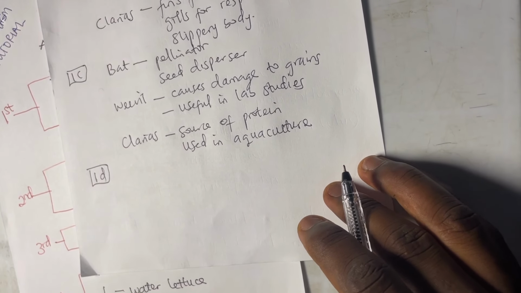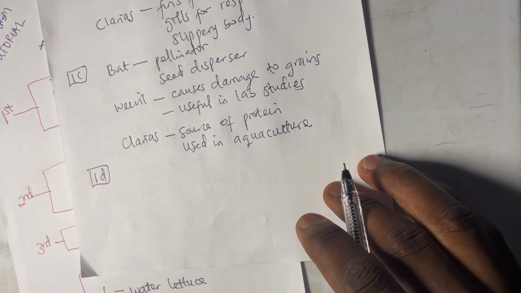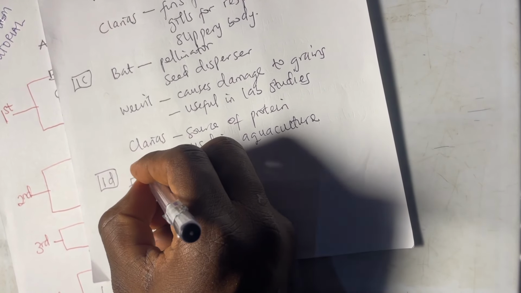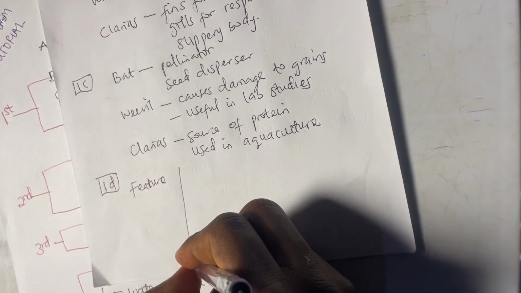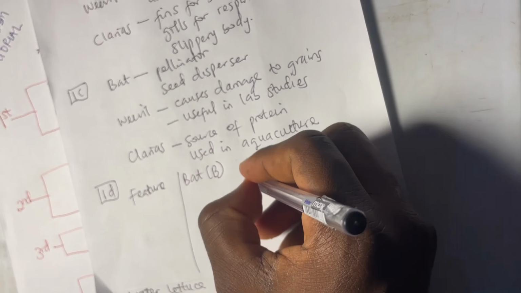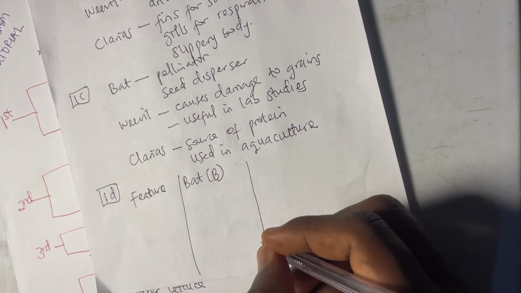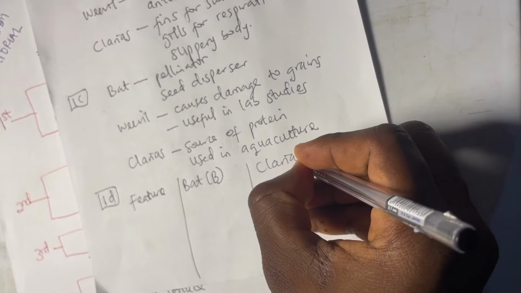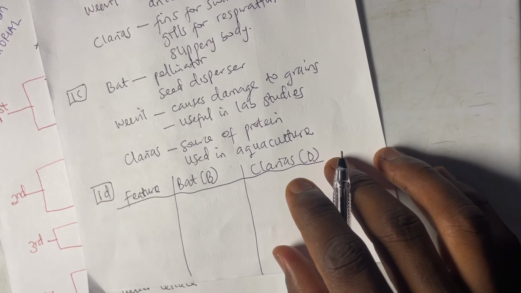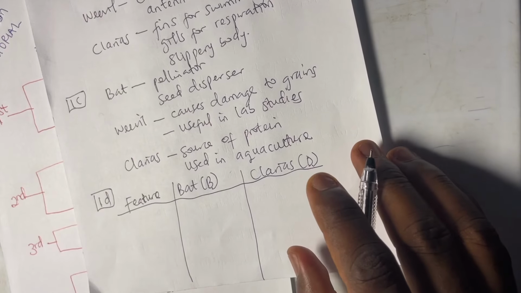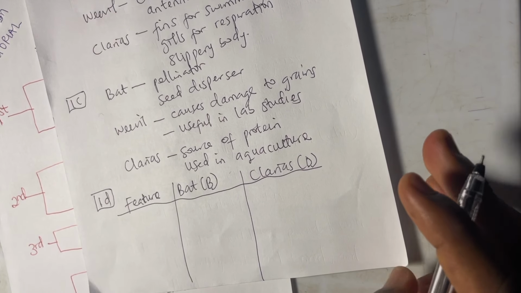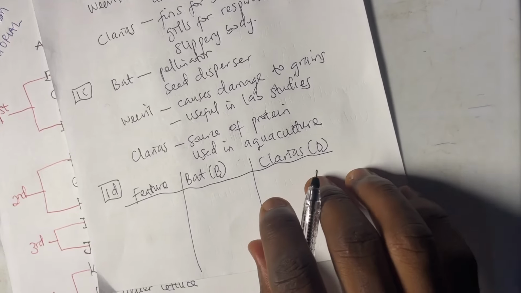Okay, so for this now, the tabulation, let me take it like this. Let me write features here, feature, and I can put bat here. Let me enter specimen B, and also the other one is D. That's Clarias, that's specimen D. Okay, so I said three things, observable differences comparing in terms of locomotion, body covering, and sense organs.